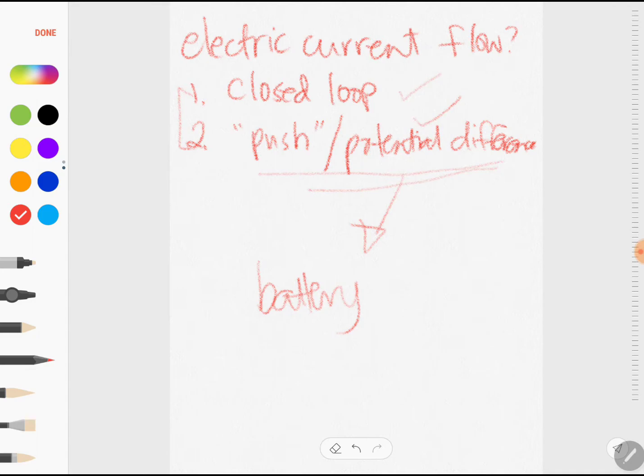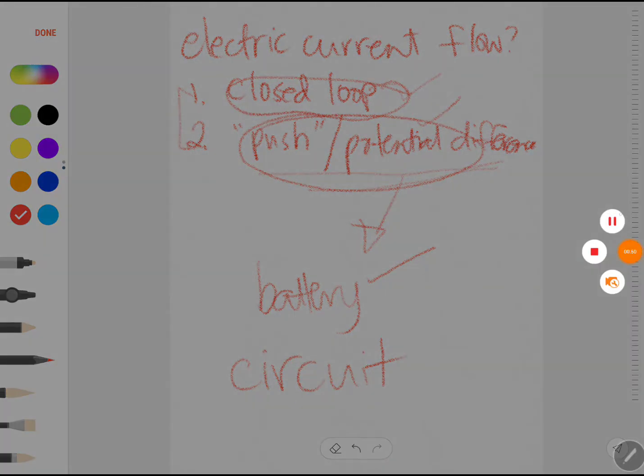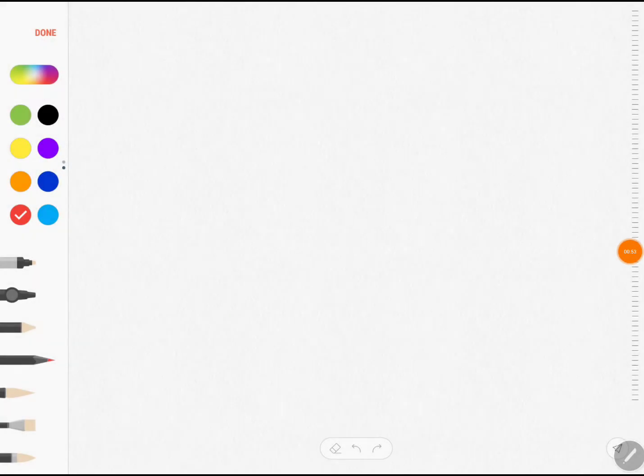It will come from the battery. Okay, and now when electric current is already flowing in a closed loop after the charges have been pushed by a battery, we now have an electric circuit. When we say that the electric circuit is closed, current is flowing. That means charges are moving around the circuit, and current can actually be measured. It's a physical quantity that can be measured.